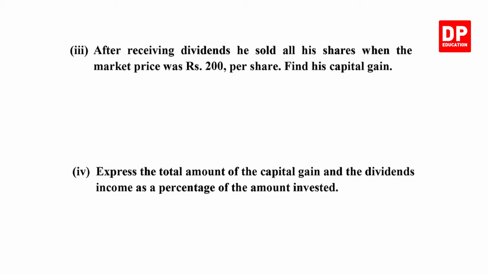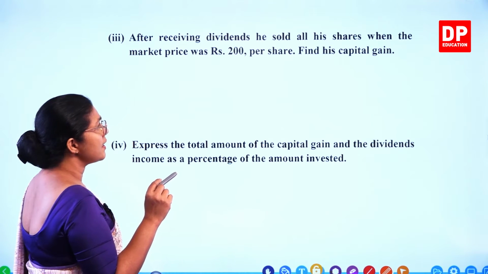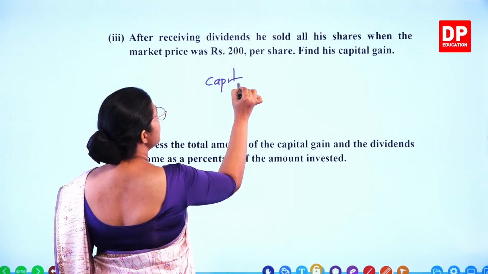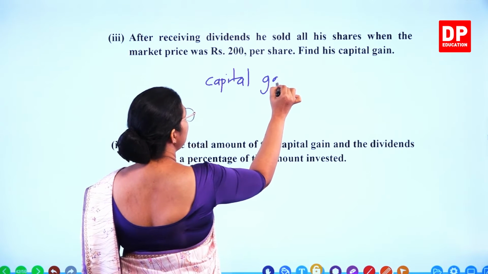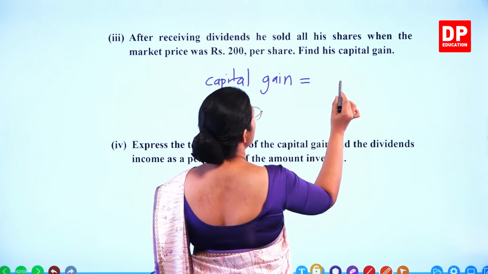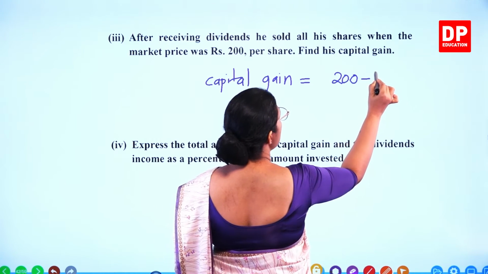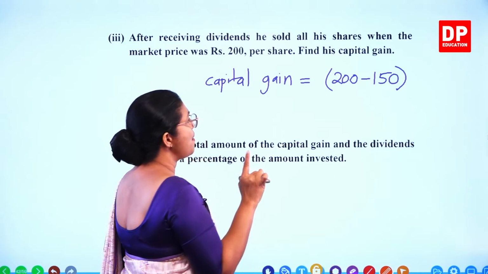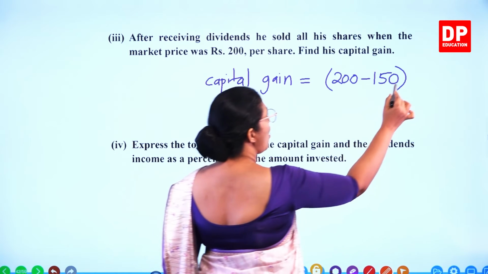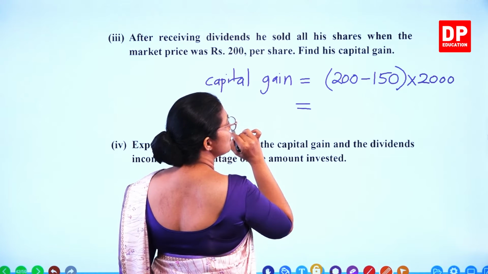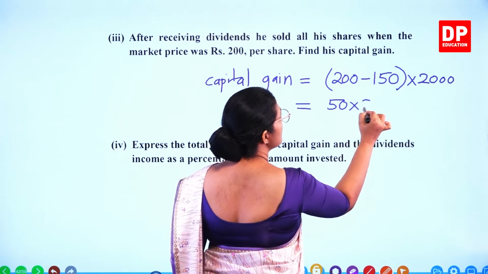After receiving dividends, he sold all his shares when the market price was 200 per share. Find the capital gain. So how do you find out the capital gain? Capital gain is equal to, what's the gain per share? The difference. So 200 is the selling price and the marked price was 150. That's the gain per share. There are 2,000 shares. So for the capital gain, you multiply this by 2,000. So 50 into 2,000.